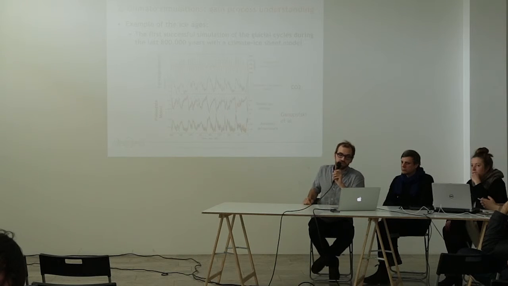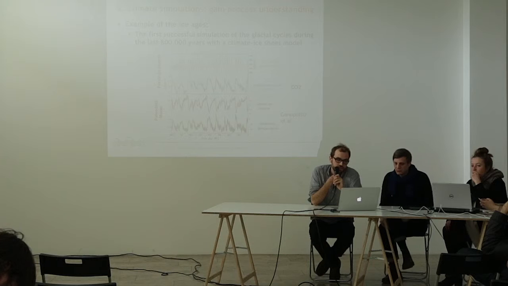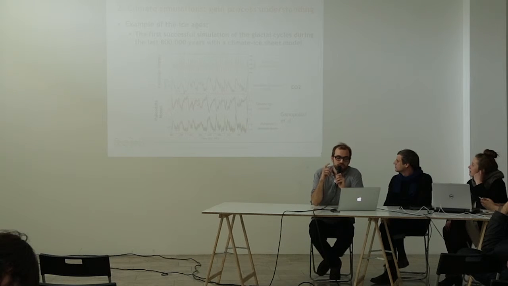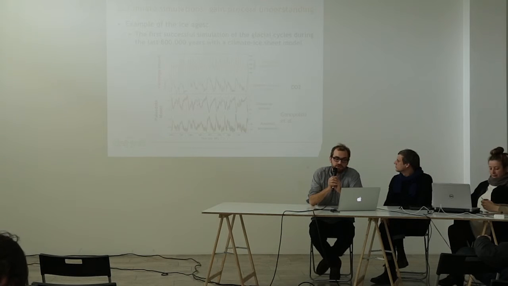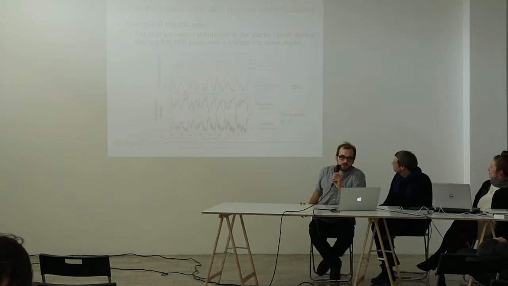And the output is in the lower panel, which is the global ice volume, the output in red, and the Antarctic temperature here in red also, which is superimposed on the measured data. So the black curve is this paleo data, and the red curve is the model. And you see a very close match, very, very close match.